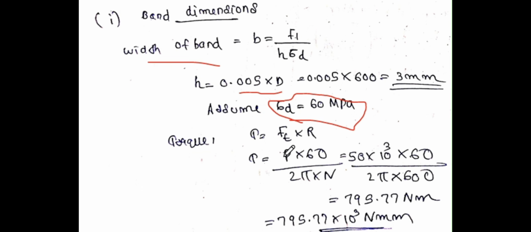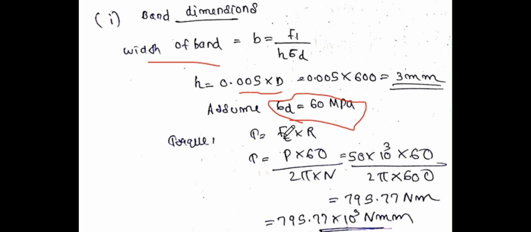So how do you find T? T can be found by the power equation, T equals 60 P by 2 pi N. Substituting, you can either directly get the answer in Newton mm, or if you convert into SI units, you have to write it again in Newton mm. So now we have the torque.